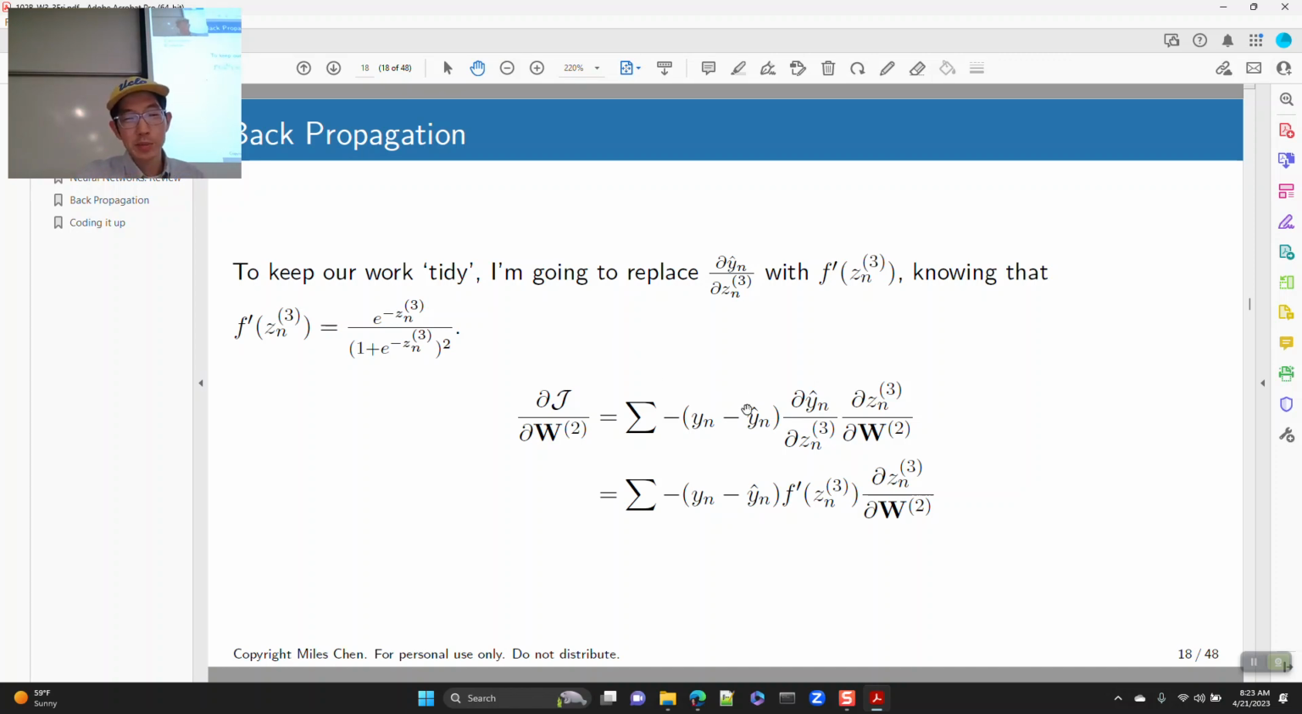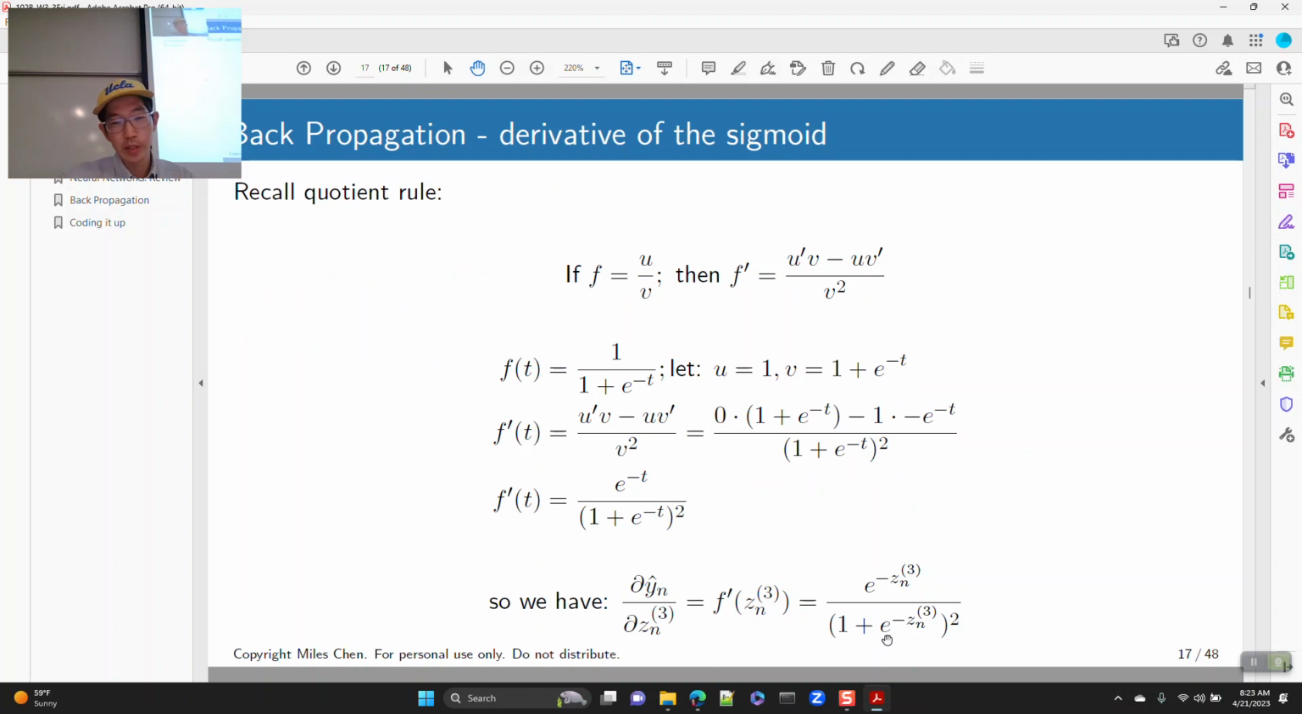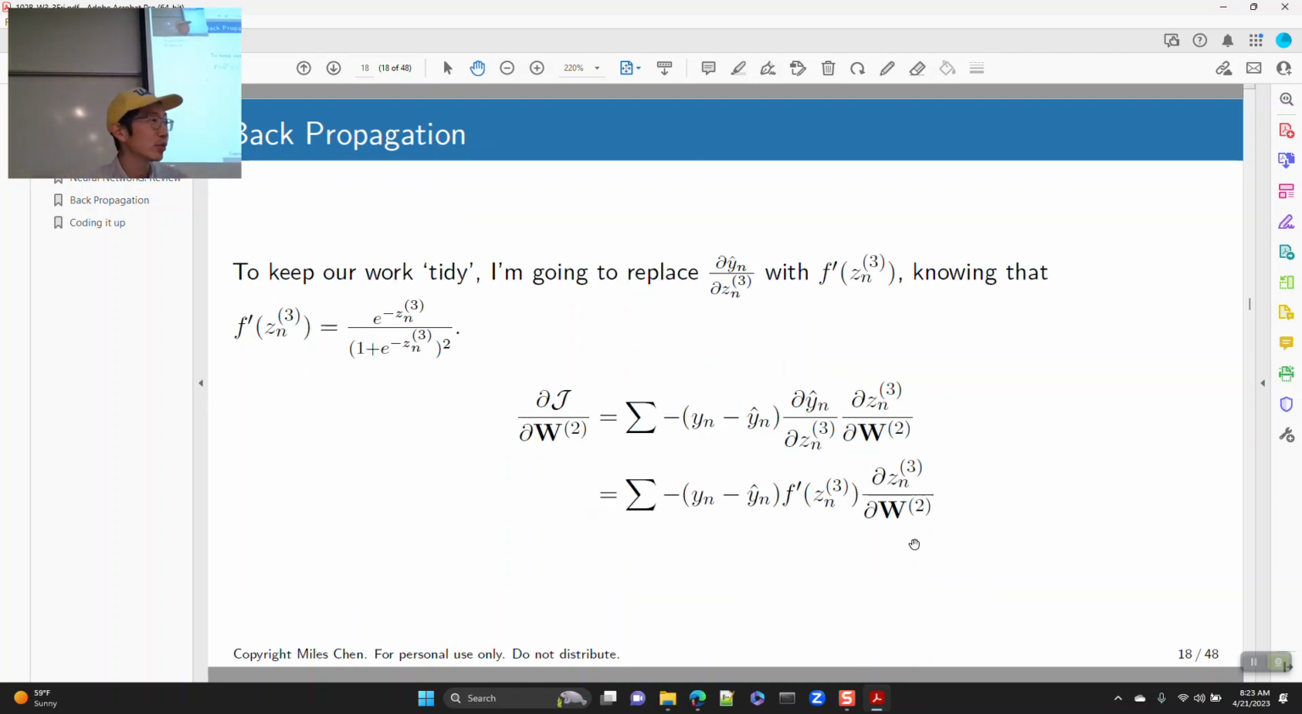So all I'm going to do is this is where we left off. I'm going to replace the derivative of y hat n with respect to z n3. I'm going to say that's going to be f prime of z n3, knowing that f prime is equal to this, following our derivative calculus rules. And so now we ask, okay, how does z n change with respect to W2?